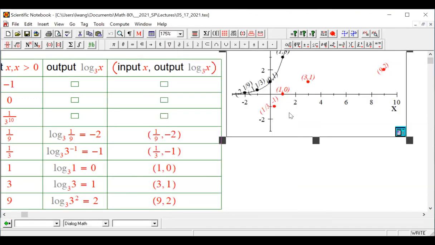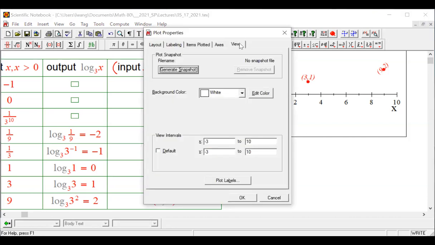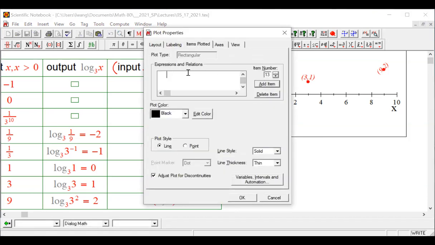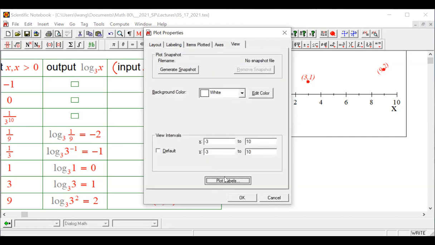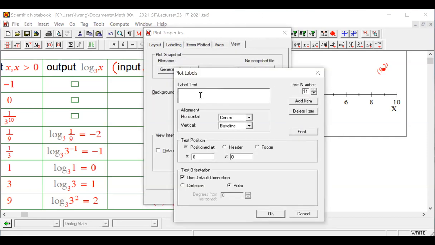Oh, 1/3 and -1. And one more point, 1/9. We're going to plot that point, a red dot, and then mark it, of course. The input is 1/9 and the output is -2.